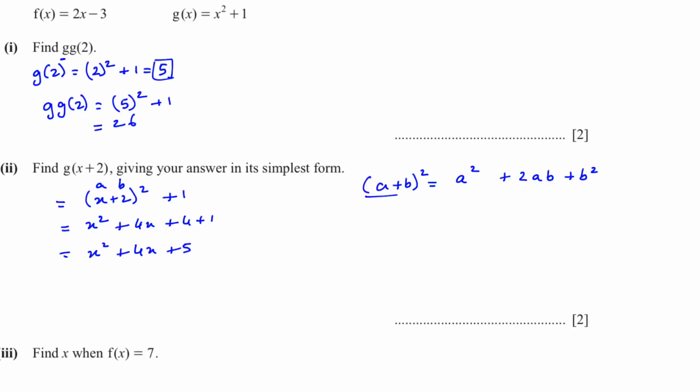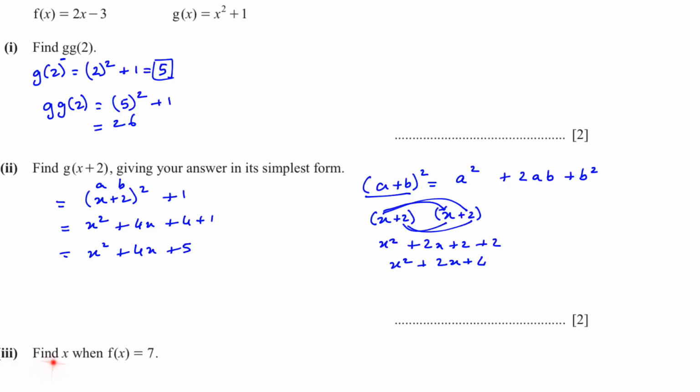If you don't understand expanding the bracket with the identity, then you can write it twice and then expand it. x multiplied by x, x squared. x multiplied by 2, 2x, plus 2x, and 2 multiplied by 2, 4. x squared plus 4x plus 4.